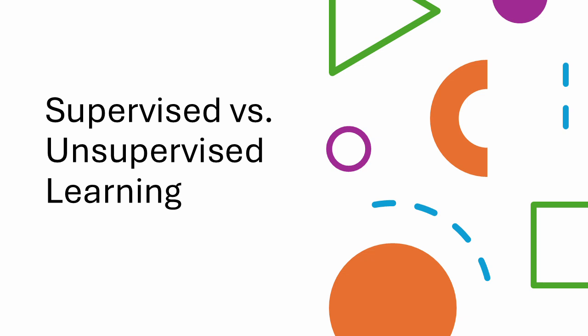The algorithm starts to pick up on subtle patterns, the shape of the petals, the arrangement of the leaves, features that we might not even consciously notice. That's fascinating. So once the algorithm is trained, you could show it a picture of a flower it's never seen before. And it could probably tell you what kind of flower it is. That's the power of supervised learning.